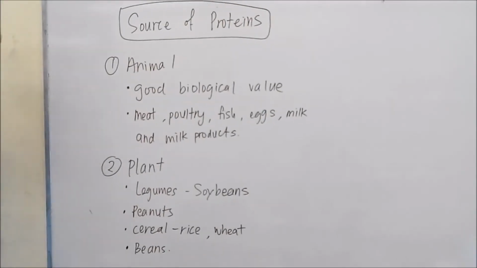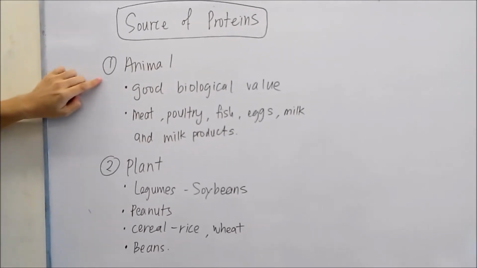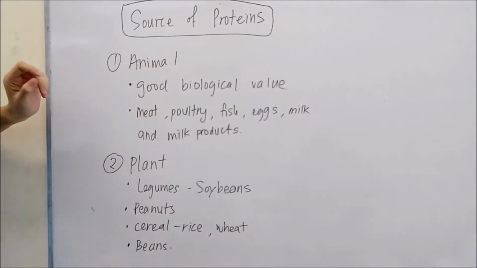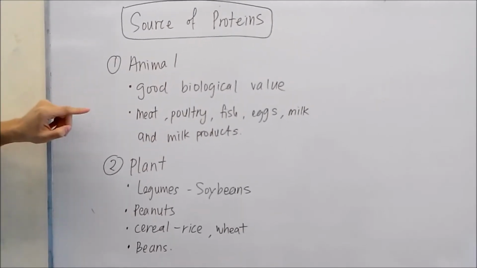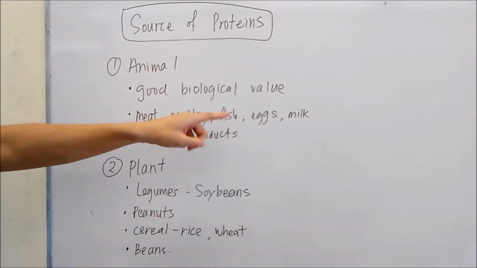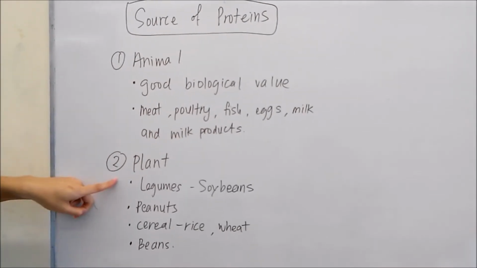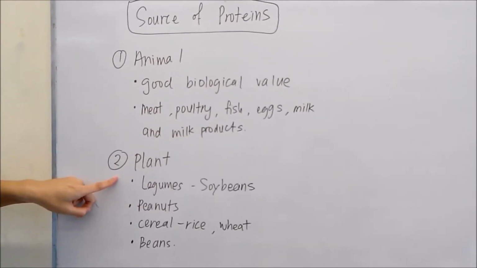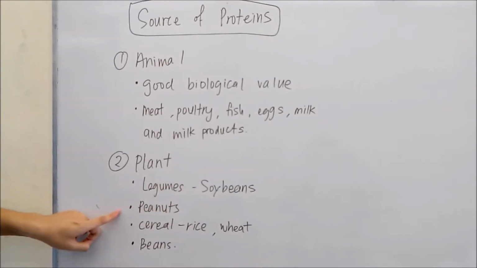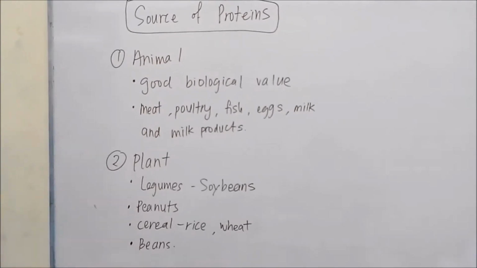Now we talk about sources of proteins. There are two sources of proteins. One is from animals, which have good biological value, for example, meat, poultry, fish, eggs, milk, and milk products. The other one is from plants, like legumes found in soybeans, peanuts, cereals like rice and wheat, and lastly, beans.